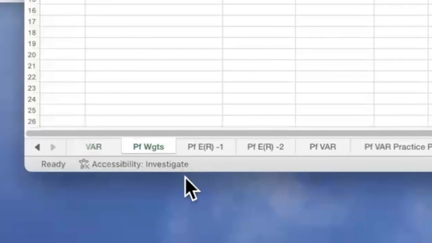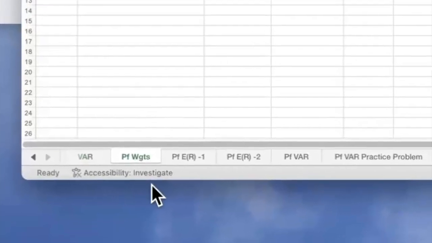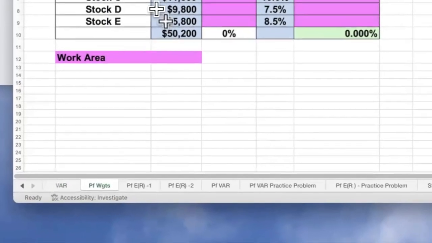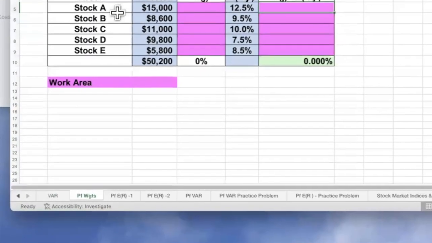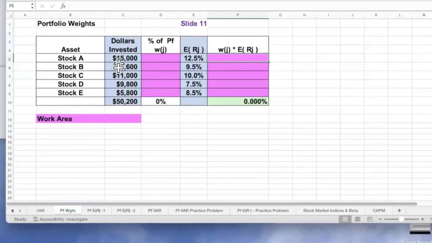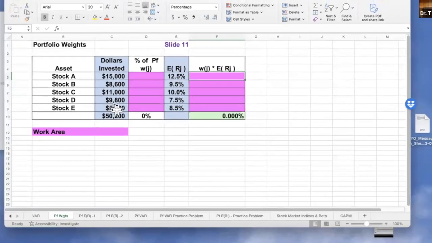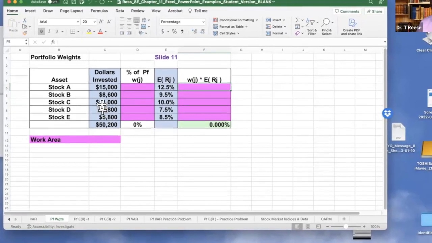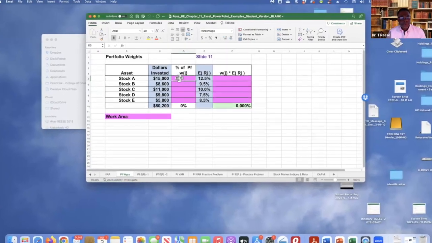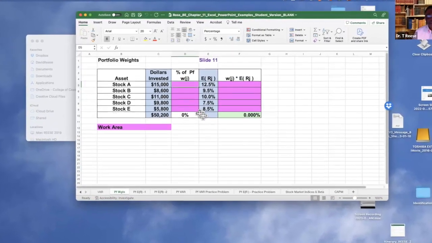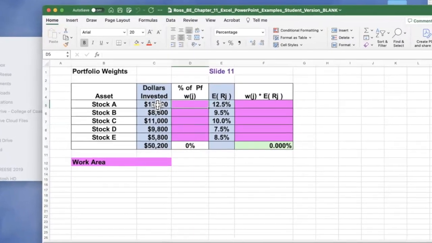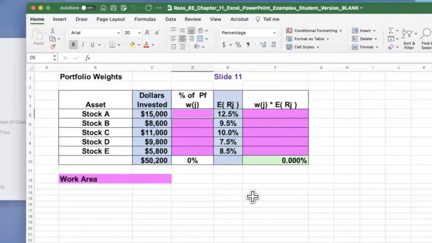There's another worksheet for portfolio weights, so determining the portfolio weights of various securities in a portfolio. Here we have 5 securities: stock A, stock B, stock C, stock D, stock E. We've invested a certain number of dollars in there, and we're going to calculate the portfolio weights. All we're doing with portfolio weights is determining what percentage of dollars are associated with each investment.